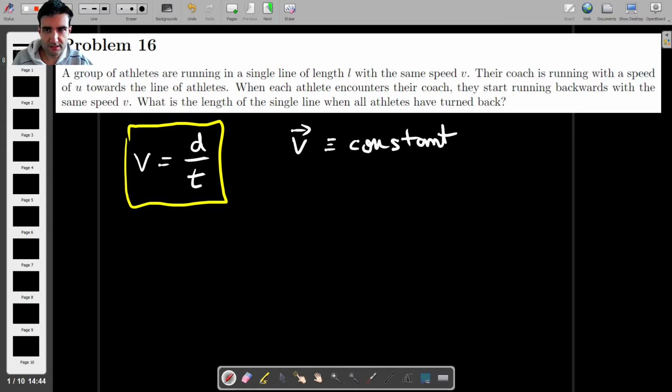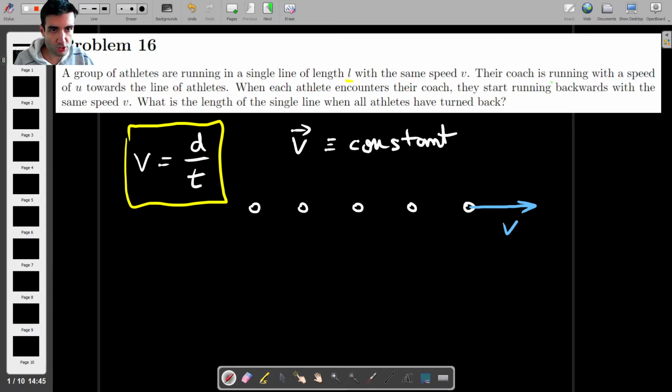So a group of athletes are running in a single line of length L with the same speed V. Okay, so we have a couple of athletes. I'll draw a few of them like this, and they're all running with the same speed, obviously, because if they don't have the same speed, the distances between them would change. So they're running in a straight line with the speed V.